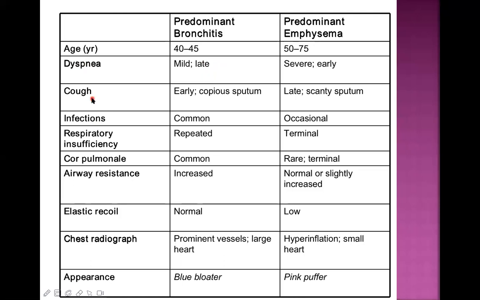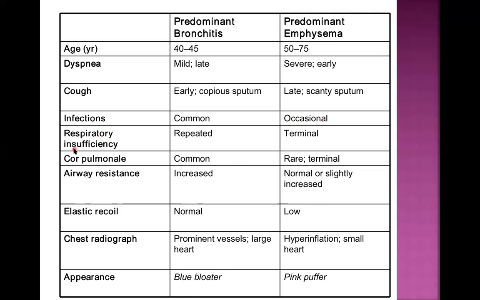Regarding cough and sputum, in bronchitis it occurs quite early in the disease and there is a massive amount of sputum production. This is called copious sputum. And in case of emphysema, cough and sputum production occur very late and there is a scanty amount of sputum, very little sputum production or none at all. Cough also occurs very late. Infections are quite common in bronchitis, very occasional in emphysema, so it is not an important point in emphysema.